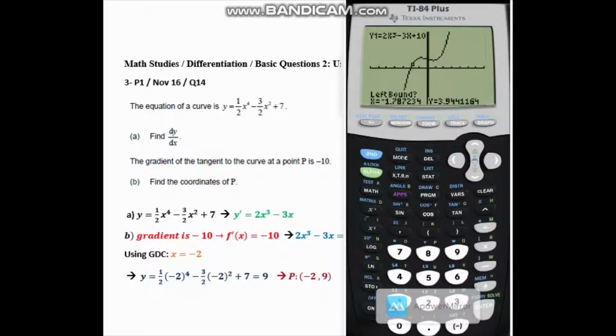I'm going to give the calculator a left bound, so I'm going to go to the left of the point that I'm looking for and click on enter. Then I'm going to go to the right hand side to give the calculator a right bound. Finally, I'm going to give the calculator a guess, and the calculator tells me that the 0 of this equation lies at x equals -2. Hence, the x coordinate is -2.